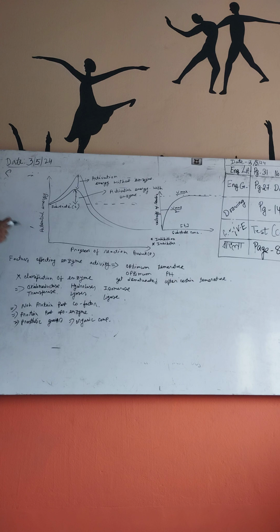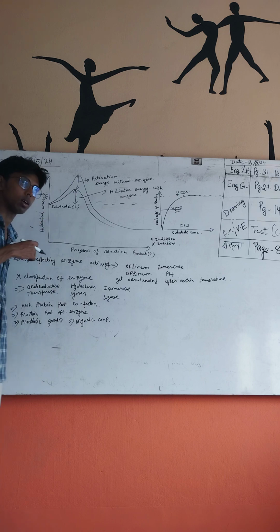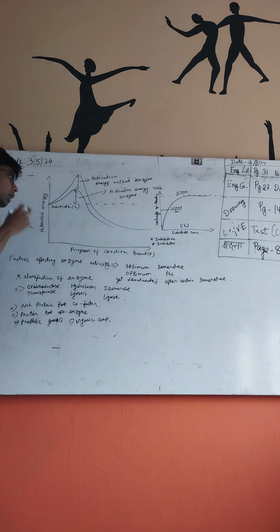Activation energy means the particular energy which is needed to begin a reaction, making the substrate active. That is called the activation energy. Now, what are the factors which affect enzyme activity? There are several factors which generally decrease or increase enzyme activity, such as temperature, pH, etc.